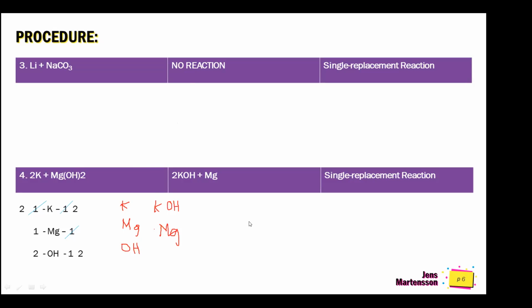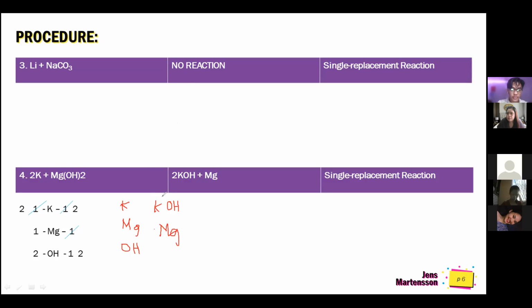So, our charge for potassium, based on the periodic table, is positive 1. Sorry guys, naging H na. Is positive 1. And sa ating hydroxide is -1. So, +1 minus -1 is equal to 0.